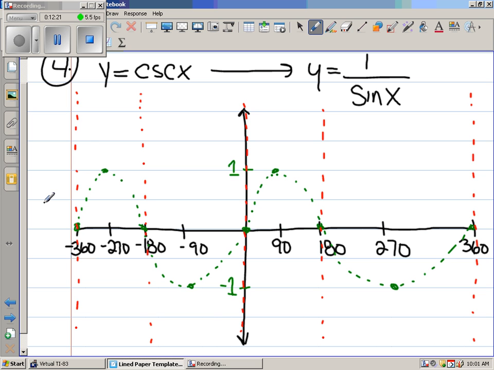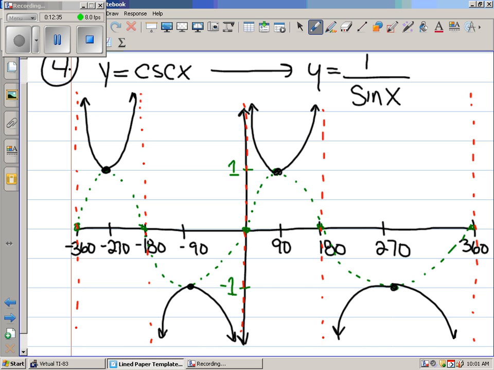And then once you have those drawn in, you just draw in this U-shaped curve, and that's going to be the cosecant. It would just repeat on forever. Suppose you went off to 720, you'd see it repeating over and over and over again.